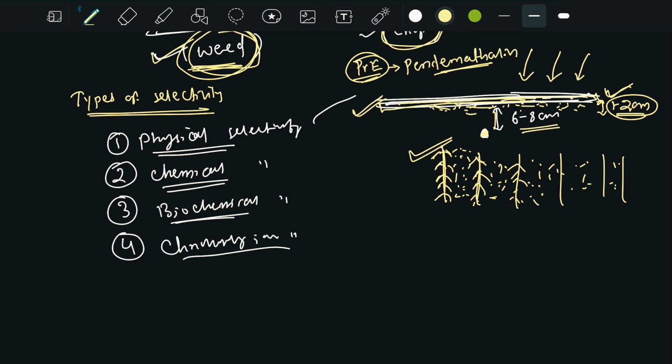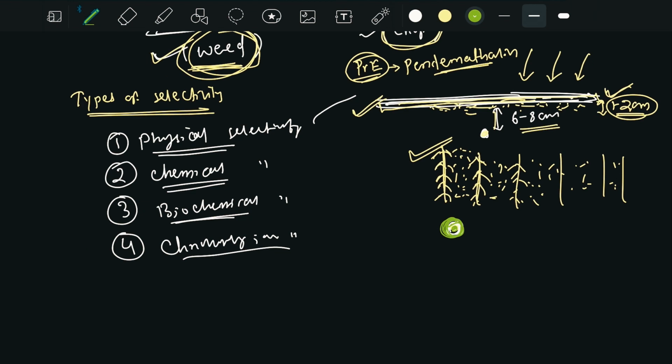Another type of physical selectivity is if we are coating the seed with certain adsorbent. Suppose we are using activated charcoal to coat the seed. Suppose this is the seed and we have coated the seed with activated charcoal. Do you know what activated charcoal does? It has very minute particles, that means its surface area is very large. As the surface area is large, the reaction sites are large, so it can absorb more chemicals.